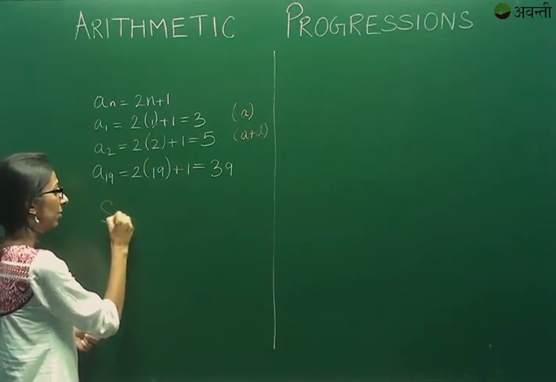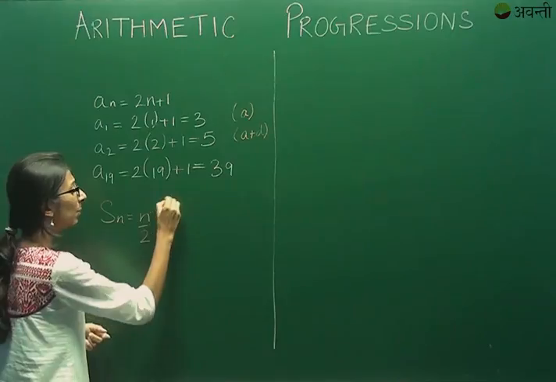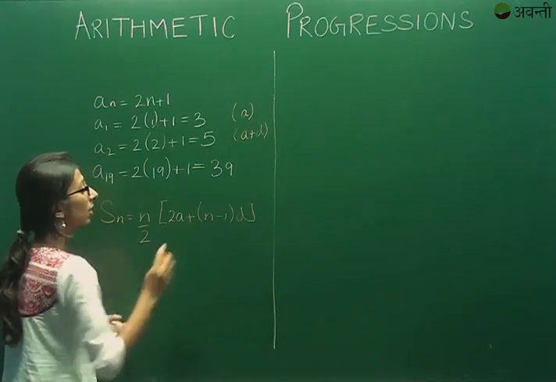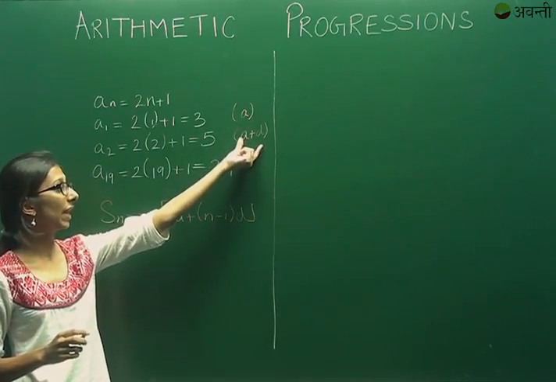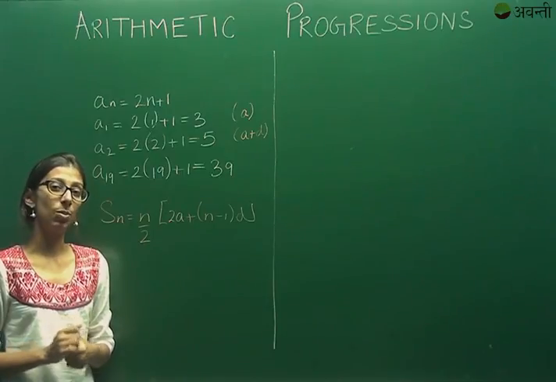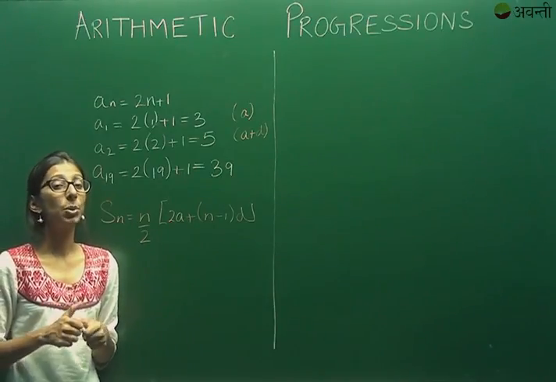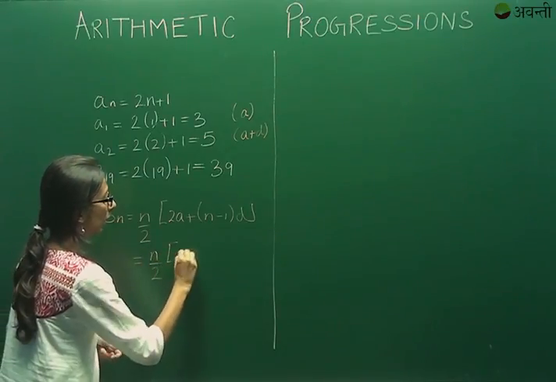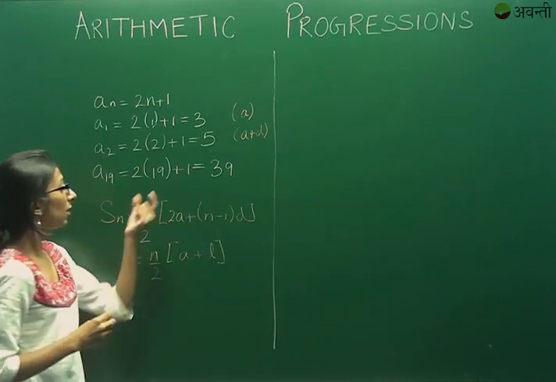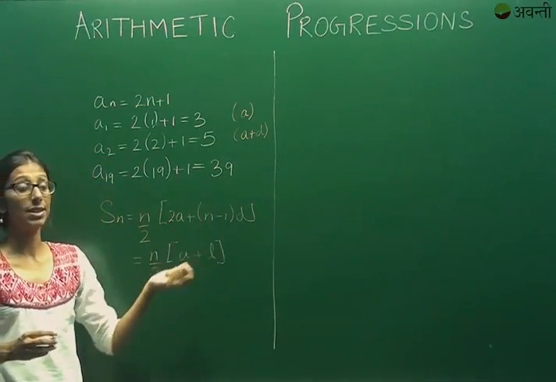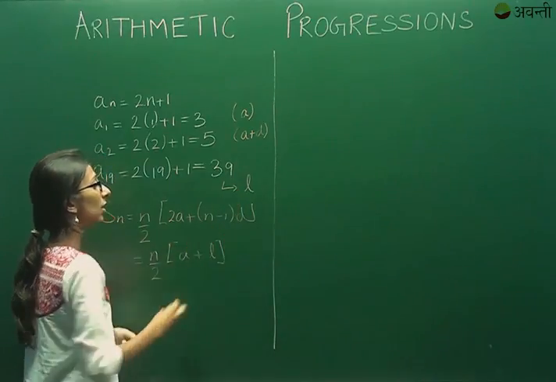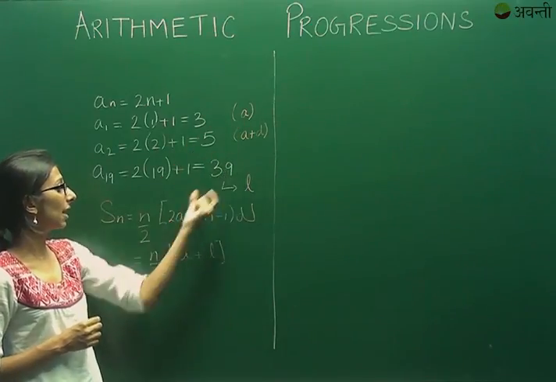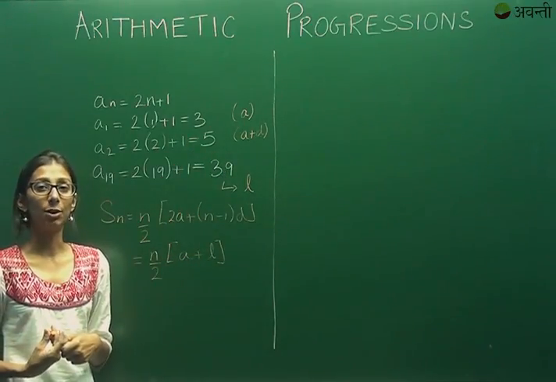Now, to calculate our sum, we must use this formula, n by 2 into 2a plus n minus 1 into d. Now, if you want, you can find out the values of a and d from here and then put them in this formula and calculate the sum. But just now we had studied one more formula, which was sum is equal to n by 2 into a plus l. The 39 that we calculated over here, what is this? This is simply the last term. So another way to calculate the sum can be, we can put the values of a and the last term from here in this formula and then calculate the sum.